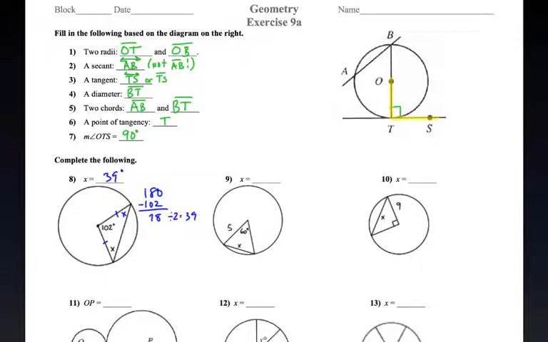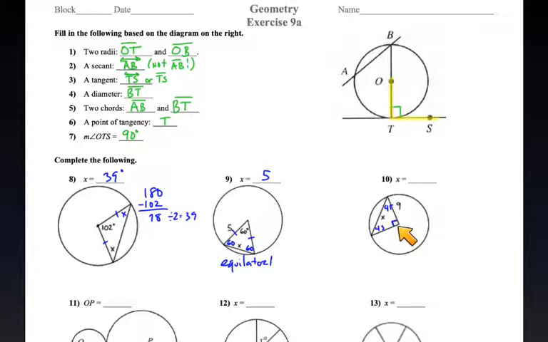All right. When you have a triangle formed by two radii and a chord, it makes an isosceles triangle because the radius is equal to the radius. So the three angles of this triangle, 180 minus 102 leaves me with 78, divided by 2 is 39. Number 9, it's the same thing, that's an isosceles triangle, but because that's a 60-degree angle, that leaves 60 and 60 for these two congruent angles. So this is an equilateral triangle, therefore x is 5.